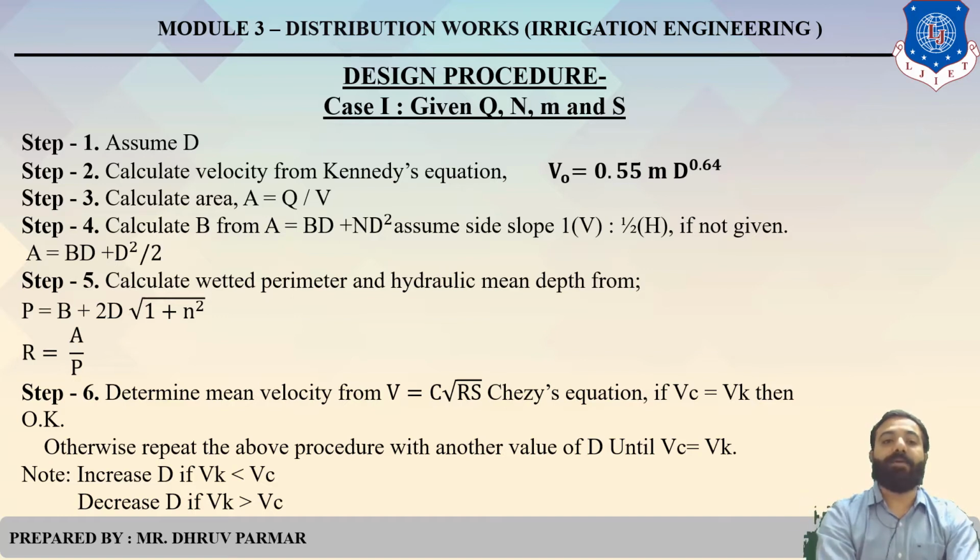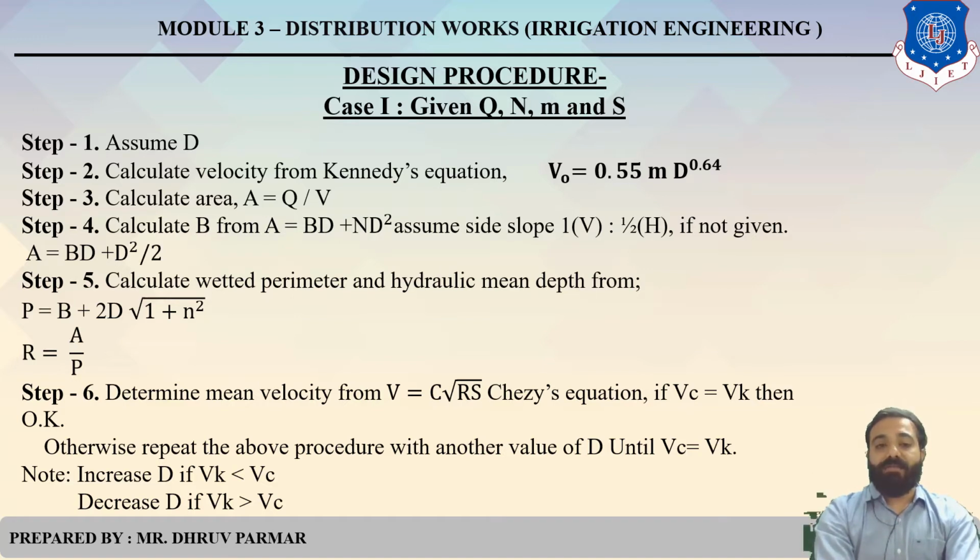Then next step, calculate wetted perimeter and hydraulic mean depth. So the formula is P equals B plus 2D under root 1 plus n square, and R equals A by P. Then the last step, determine velocity V equals C under root RS from that formula. If that velocity and Kennedy's mean velocity are the same, the design is okay. But if they are not the same, you can change the depth accordingly.